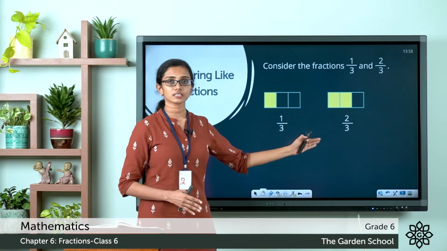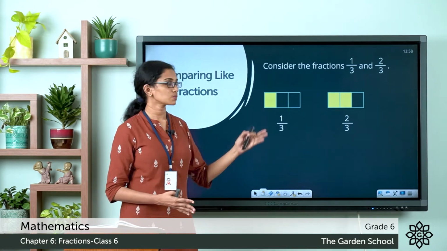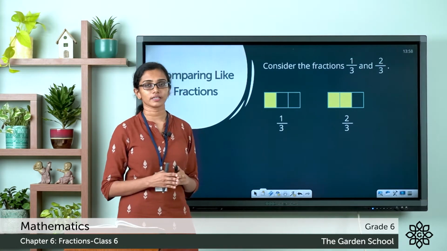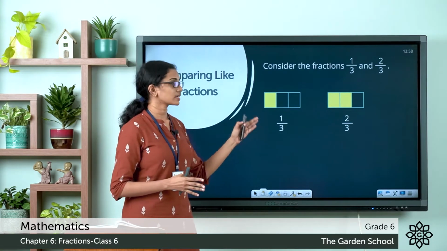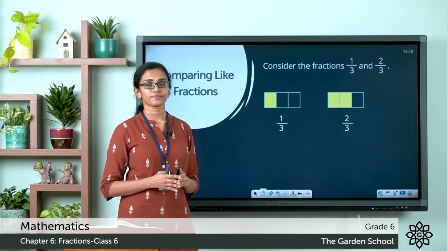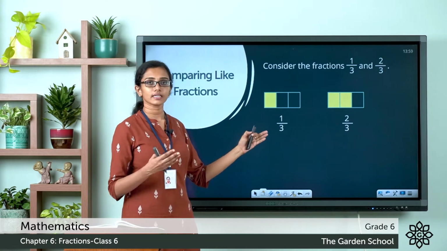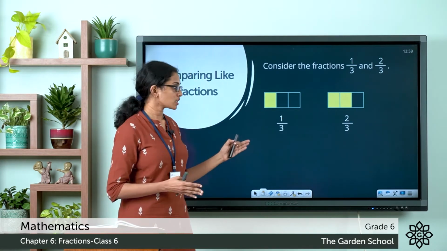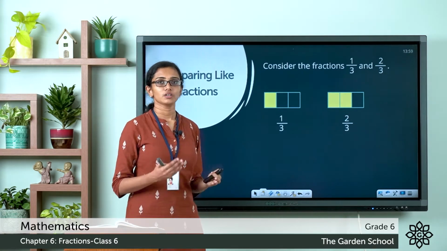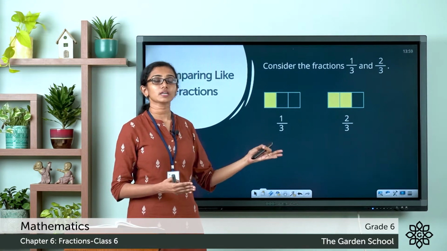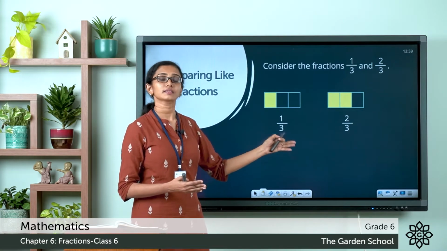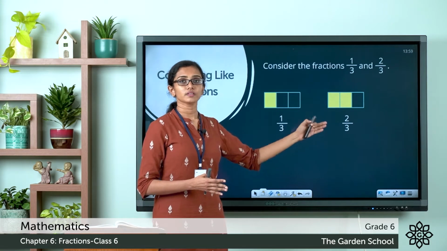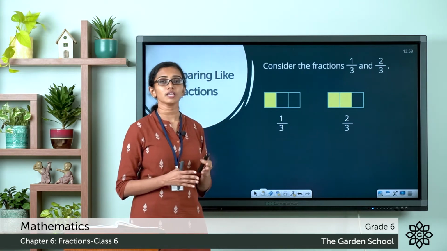Now you observe this and tell me which is more. Is 1 by 3 more than 2 by 3 or 1 by 3 less than 2 by 3? You see, 1 by 3 is less than 2 by 3. Shading one part is less than shading 2 parts out of the total 3 parts. So if you observe the numerators and the denominators, you can see the like fraction with the smaller numerator is the smaller fraction, and if the numerator is more, the value of the fraction will also be more.